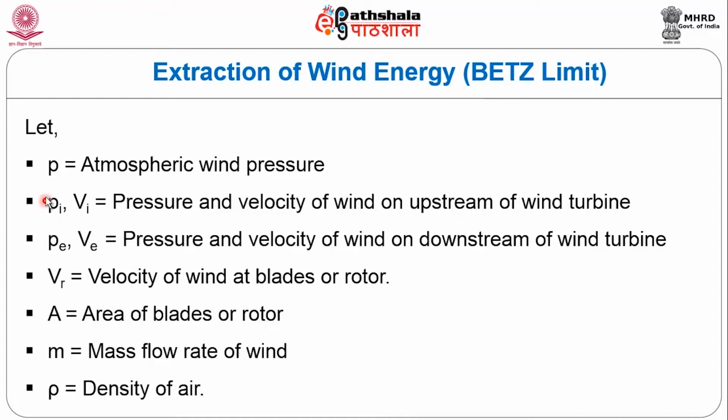These are the notations for the pressure and velocity profile. P is the atmospheric wind pressure. P suffix I and V suffix I are the pressure and velocity of wind upstream of the wind turbine. P suffix E and V suffix E are the pressure and velocity of the wind downstream of the wind turbine. V suffix R is the velocity of wind at the blades or rotor. A is the area of blades or rotor. M is the mass flow rate of wind, and rho is the density of the air.